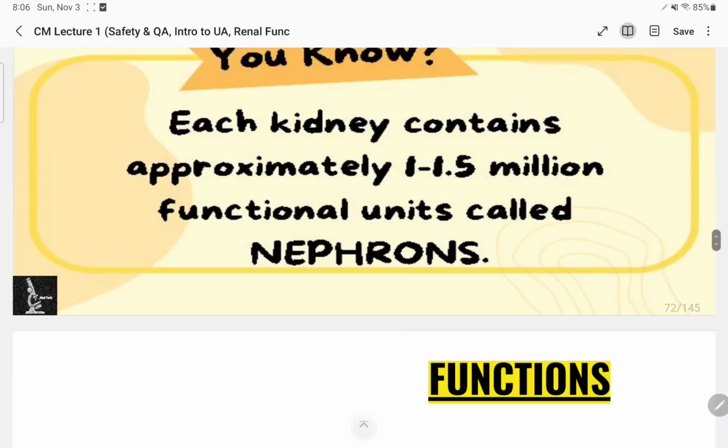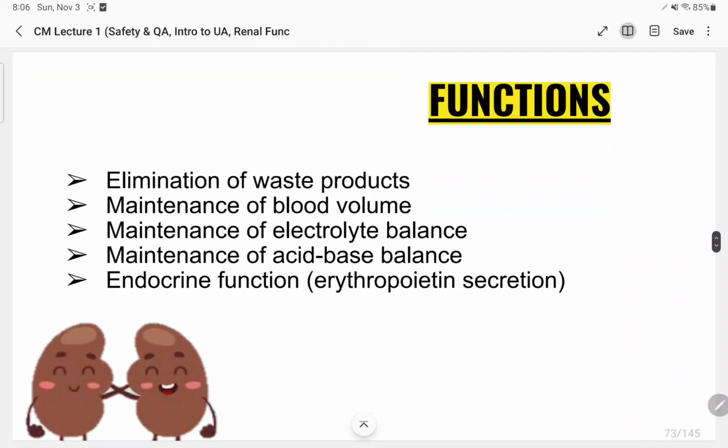So, generally, what are the functions of our kidneys? The primary goal of our kidneys is to eliminate waste products. Look, cortical nephrons are the most numerous, and their primary function is to remove waste products. That is why the primary goal of the kidneys is to eliminate waste products.